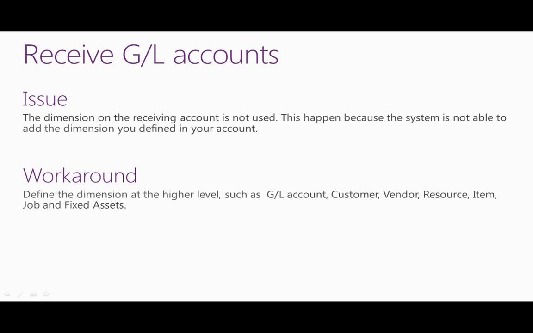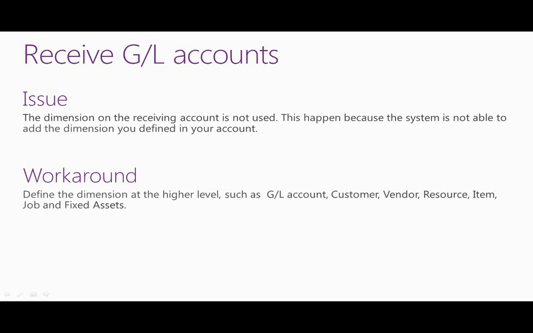For example, if you define a dimension for the VAT account, it can be a specific one or a new one. After posting, when you check your account, you can see that the dimension defined has not been used by the system. This happened because the system is not able to add the dimension you define in your account. Dimensions are moving to posting. If you have defined those at a higher level, meaning you add the dimension to the GL account, customer, vendor, resource, item, job, or fixed asset, in this way dimensions are posted in the correct way.